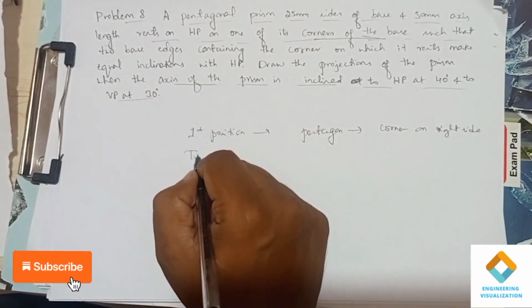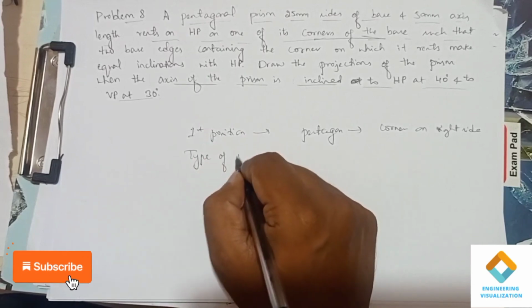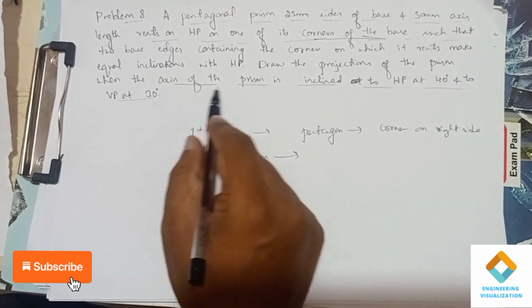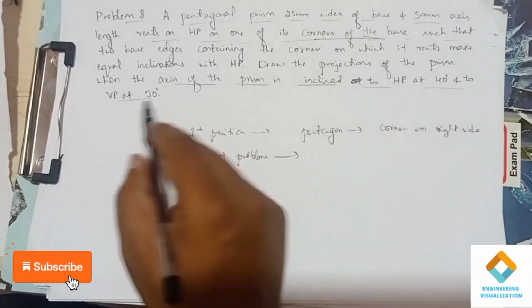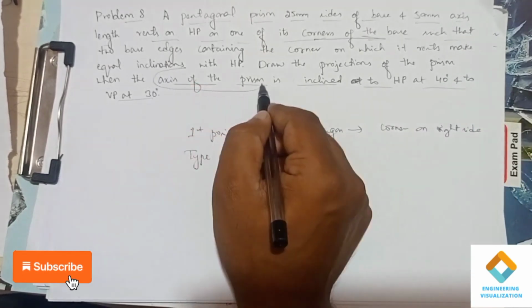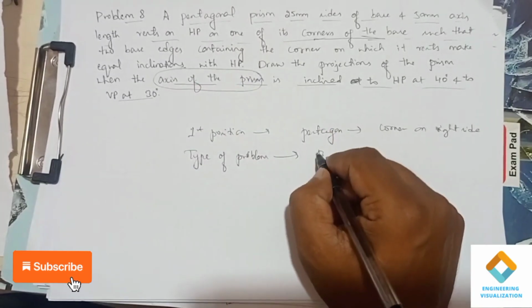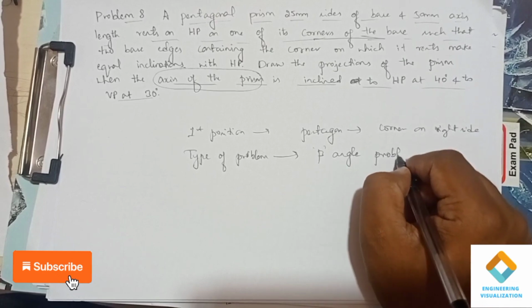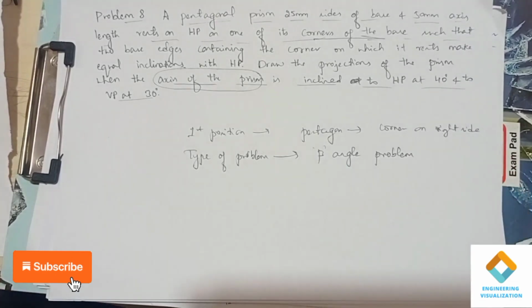Now, the type of the problem. Which type do we have to identify? Here the axis is given for the inclination to both HP and VP. So axis given means it is nothing but a beta angle problem, because the axis is given for both HP and VP for the inclinations.